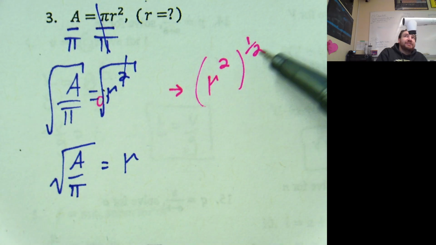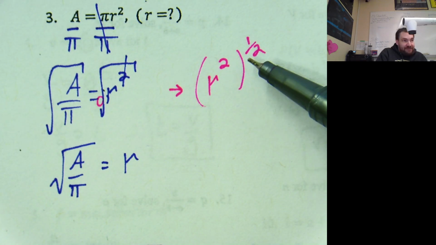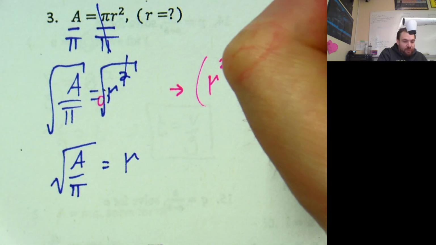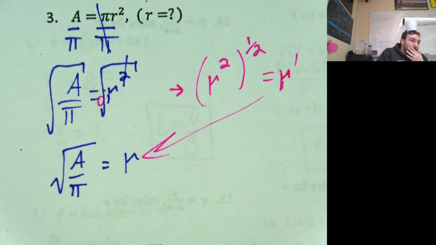What do I do with these two exponents? I multiply them. What's 2 times 1/2? 1. So that's going to give me r to the 1. What is r to the 1? It's just r. See, that wasn't so bad. All things that you should be fairly comfortable with at this point.